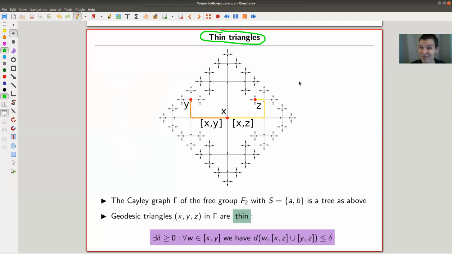We have a metric space, so we should be able to cook up the notion of a triangle. A triangle is just a collection of 3 points. So 3 points on my Cayley graph.